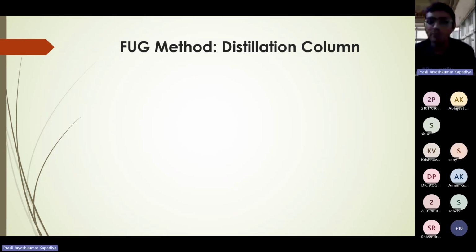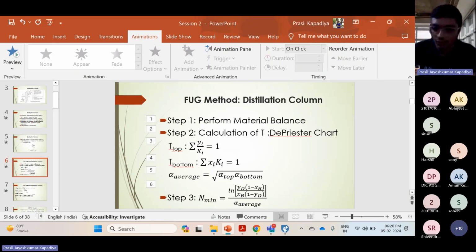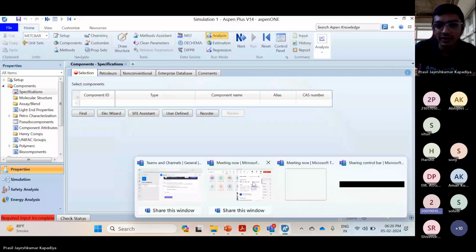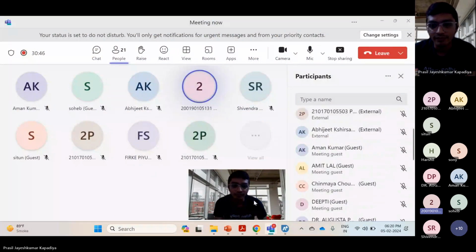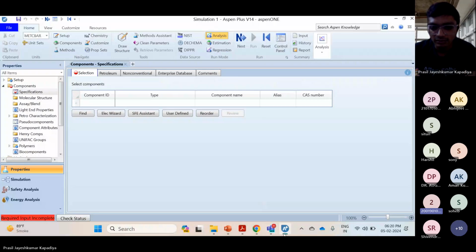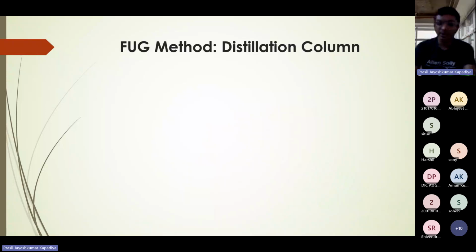McCabe-Thiele method. Okay, McCabe-Thiele method. Anyone else? Anything else? Sir, we are using the FUG method for calculating composition during multi-component distillation. Or also we are designing the diameter of the distillation column using the flooding velocity concept. Okay. Yeah, that is a different concept, but that is correct.